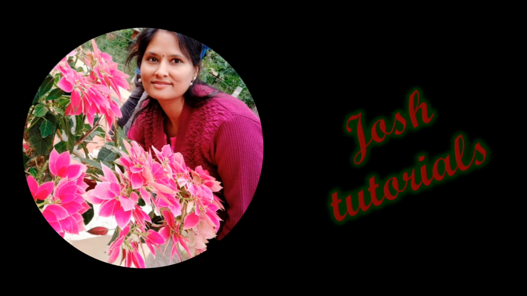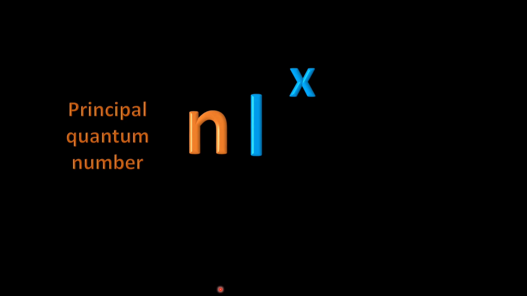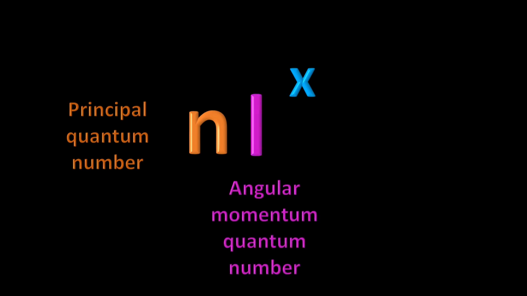Today I am going to say something about the nlx method, which is widely used in writing the electronic configuration of an element. First, let us see what nlx means. n denotes the principal quantum number. l denotes the angular momentum or azimuthal quantum number, and x denotes the number of electrons present in it. This is the way we determine the electrons and the orbit and the angular momentum of a particular atom.